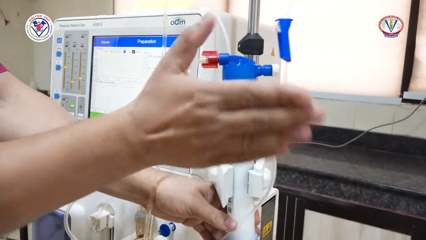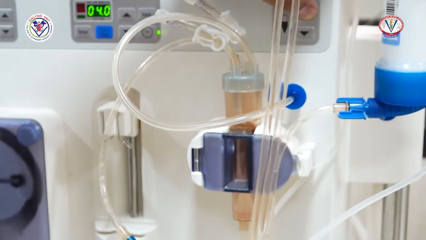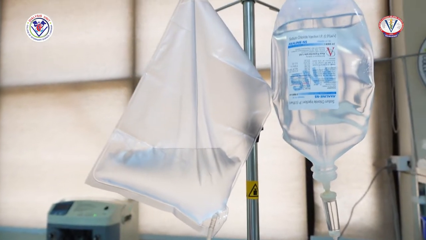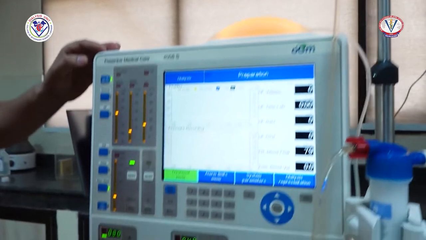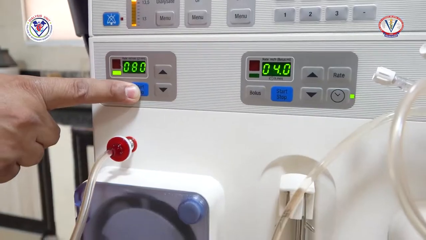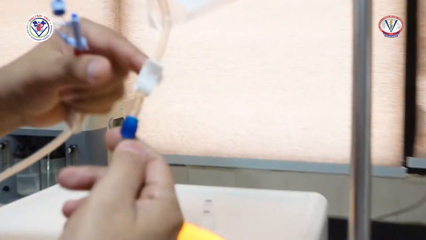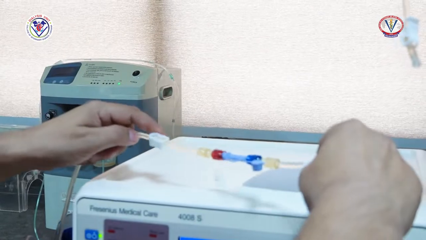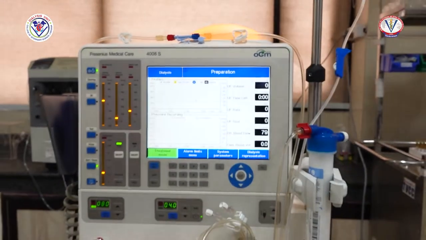Also, tap the dialyzer to remove all the trapped air during the process of priming. Approximately 200 to 300 milliliters of normal saline solution is utilized during priming. Once the desired priming volume is reached, stop the blood pump and connect both the arterial and venous line using the connector and circulate the priming solution for the next 4 to 5 minutes.